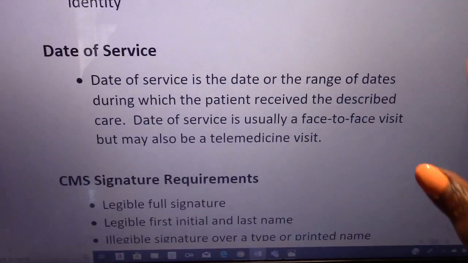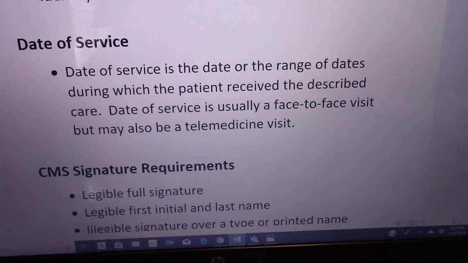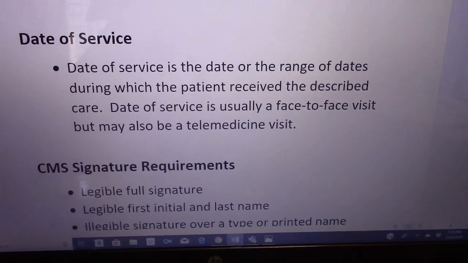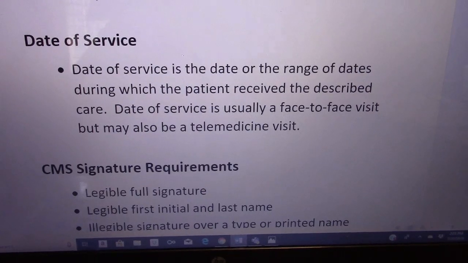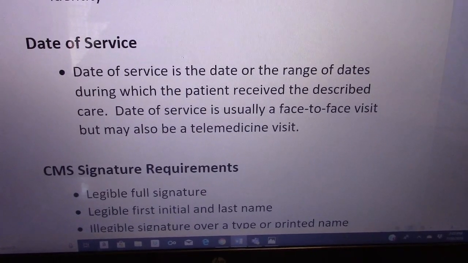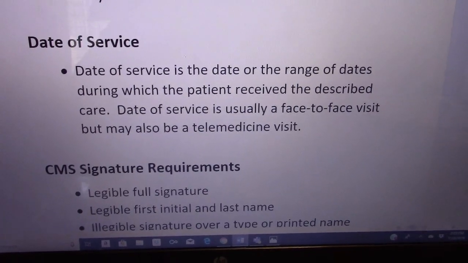For dates of service, the date of service is the date or the range of dates during which the patient received the described care. Dates of service is usually a face-to-face visit, but may also be a telemedicine visit.